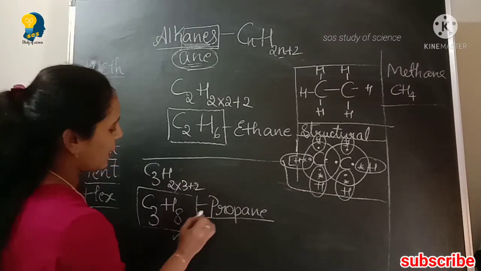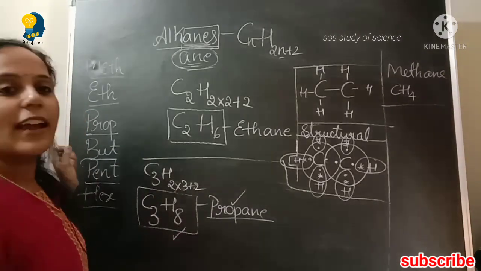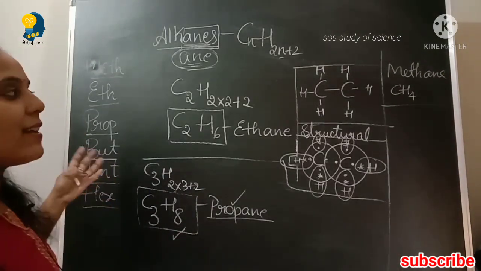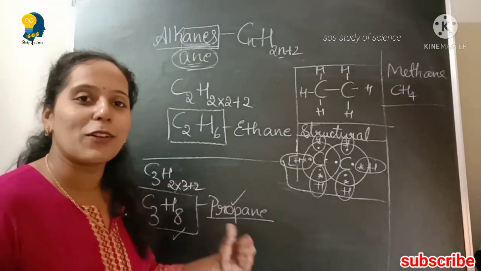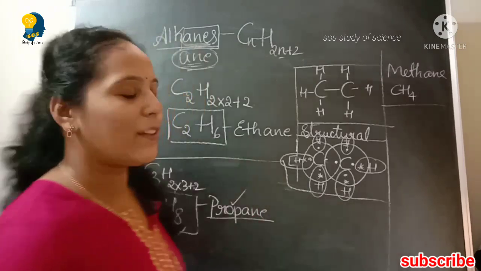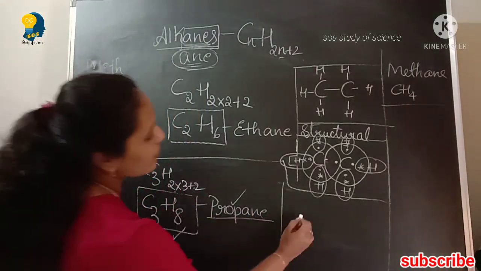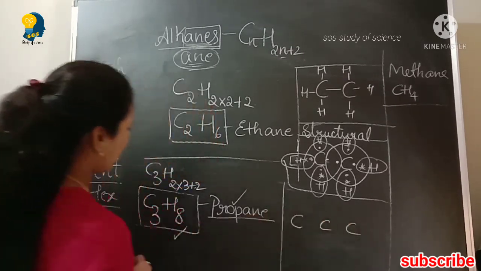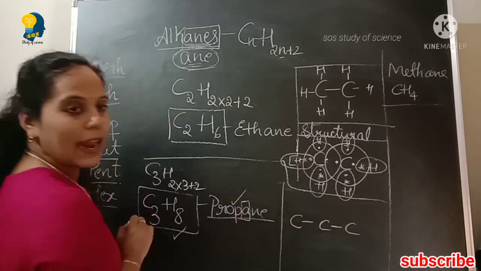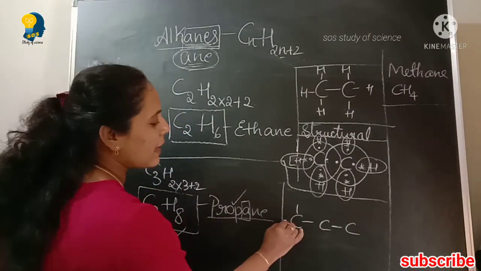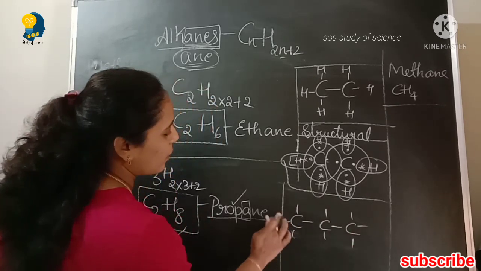So this is the molecular formula and the name of that particular compound. Now it's time to write the electron dot structural formula and the structural formula. You try writing the electron dot structural formula for this. Let me write the structural formula. It's very easy. Three carbons. As it is ane, there should be single bonds between carbon atoms, and the remaining bonds are surrounded by hydrogen.